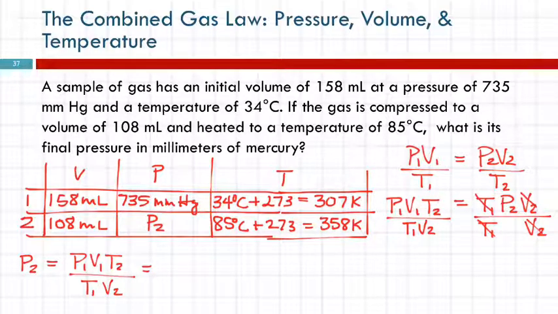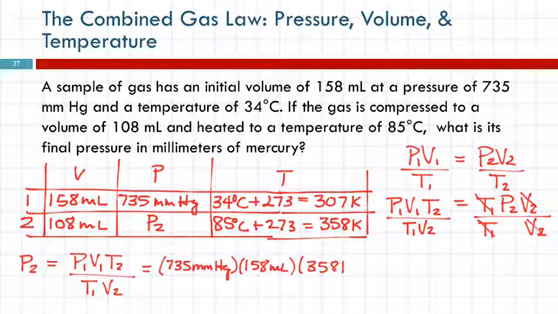And now we're going to put the numbers in. P1, 735 millimeters of mercury, times V1, 158 milliliters, times temperature 2, 358 Kelvin, divided by T1, 307. It's almost like a treasure hunt. I need V2, I have to go hunting for it. Here's V2, 108.